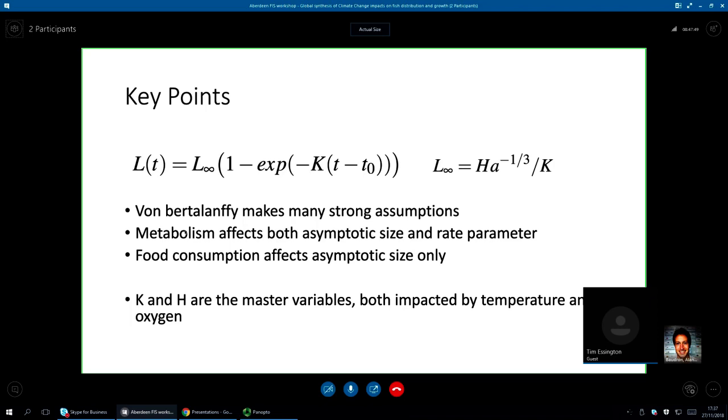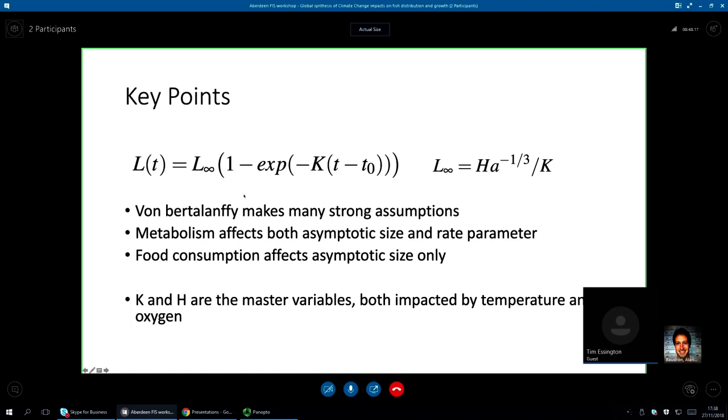Food consumption is only going to affect the asymptotic size. So if you think about some of the environmental influences, we're basically getting some clues of what parameters we think will be sensitive and how they're actually going to change. But ultimately, it's the K and H parameters, K being the mass-specific metabolic rate, and H the mass-specific anabolic rate. Those are kind of the master variables that are embedded within this overall expression.